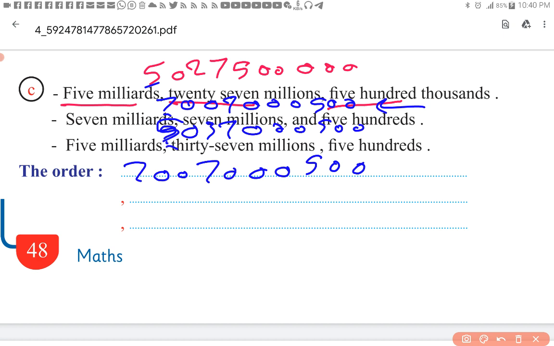Here 5, here 5, here 0 and here 0, here 3 and here 2. This one is greater. At last.